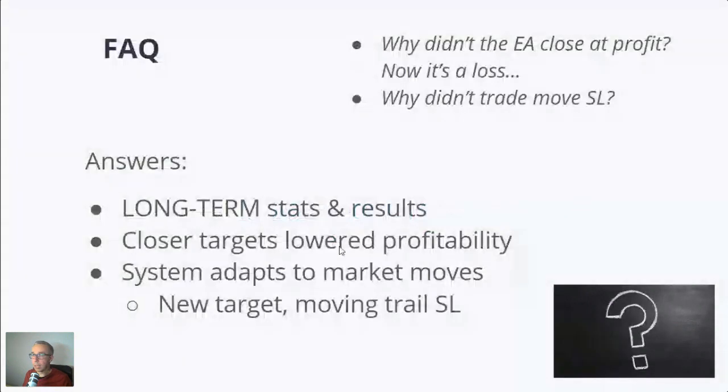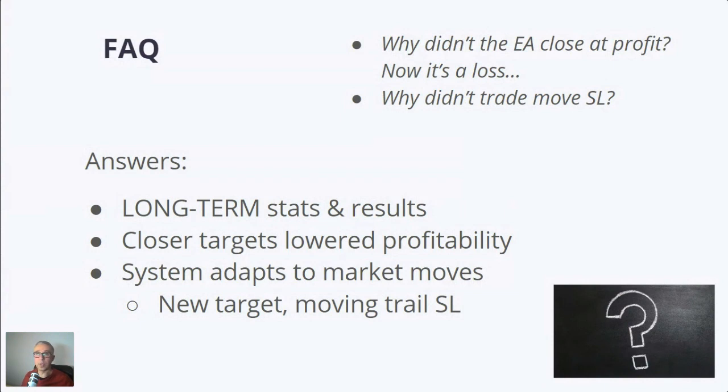And last but not least, if you are going to try it out and you're going to start, which I hope you do, and then you see, for instance, the EA didn't close. There was a trade in profit, but the EA didn't hit the target and didn't close it yet, and it turned into a loss. And you're wondering why, and why didn't the trade move the stop loss, or why didn't it close? Be assured that all of it is according to the strategy, but the strategy is not out there to catch a win for the next setup.